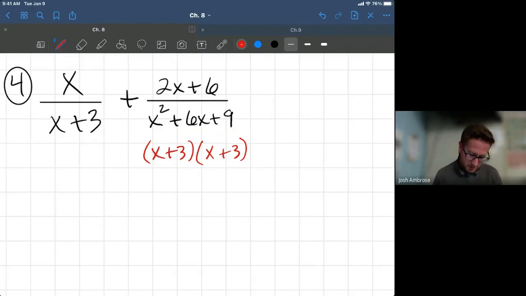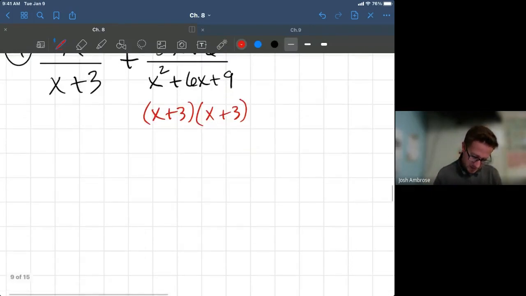You'll notice that we are sharing one of these, but this one has 2 of them. So that means that our common denominator in this case is actually going to be 2 of these. Now, how can I put an extra x plus 3 over there? I have to multiply by that. Just like you did with basic fractions, you have to multiply the other side by what it doesn't possess. So now comes all the work.